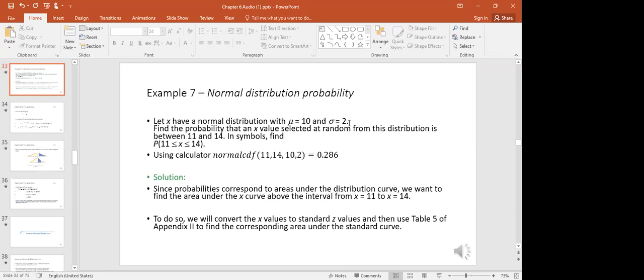I still got a negative number and I don't know why. Okay, so go to second function, distribution. Yep. You take the second one, normal CDF. Is that what you are taking? Yeah. Okay. So what do you have as lower value? 11. Oh, okay. I put 10 instead of 14. Okay. Now I got a positive number. Yeah. 0.286. Can you see the screen? Yes. That's what you should get.